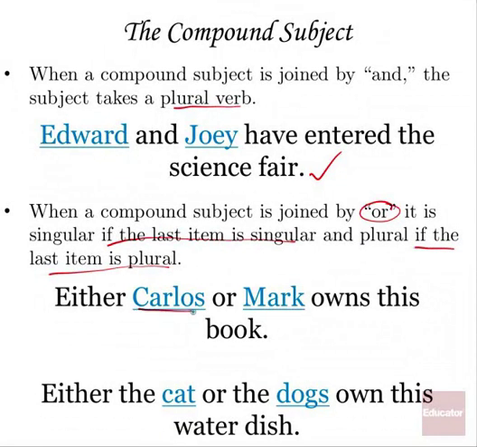So, either Carlos or Mark owns this book. We get a singular verb here because we've got that or, and Mark is singular. There's only one of him. But either the cat or the dogs own this water dish, there's that S, so it is plural. Now, if it were either the dogs or the cat, it would be owns because there's only one cat. But because dogs came second, we use the plural verb own.